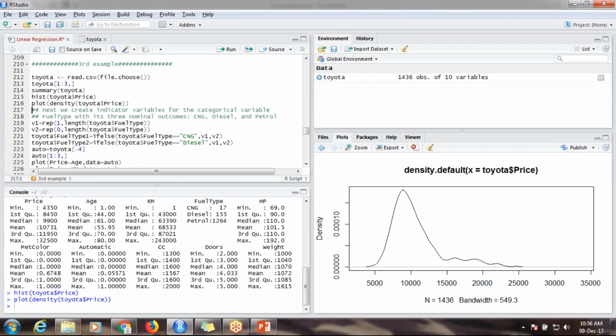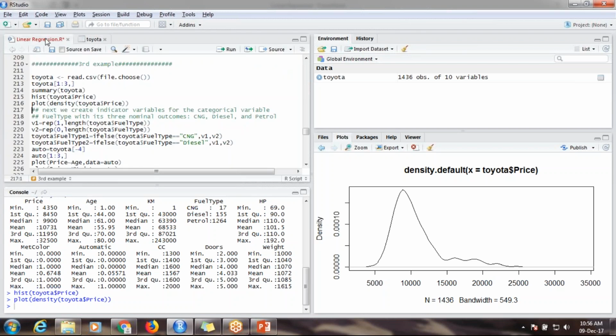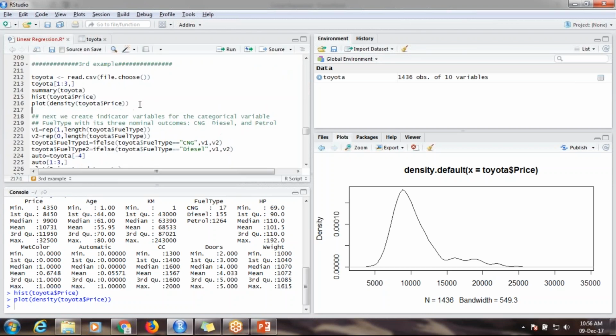So now what I need to do is create a dummy variable. My fuel type is either of the three: diesel, petrol or CNG. But for linear regression, this factor variable won't work. I need to change it to a numeric variable. For that, there is a rule of thumb that you always need to understand.